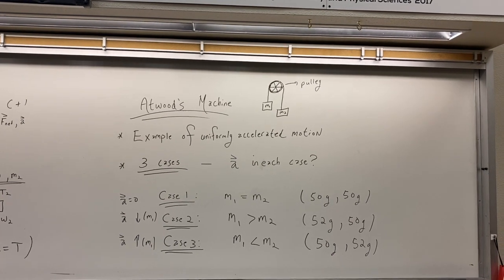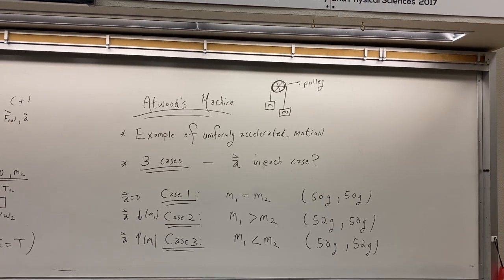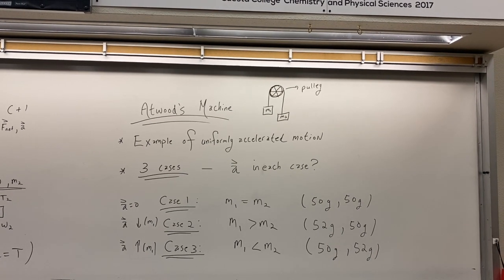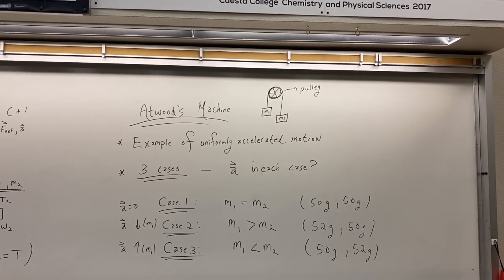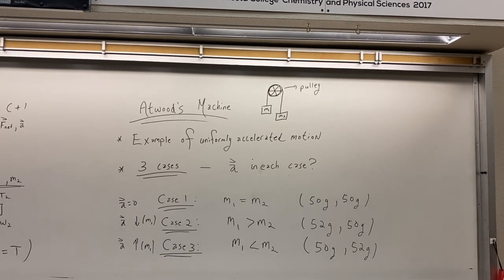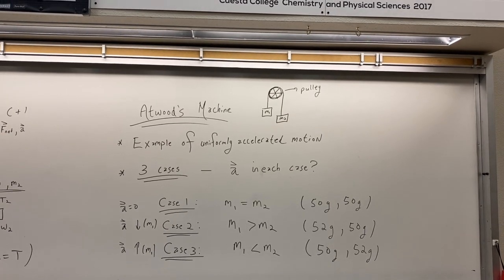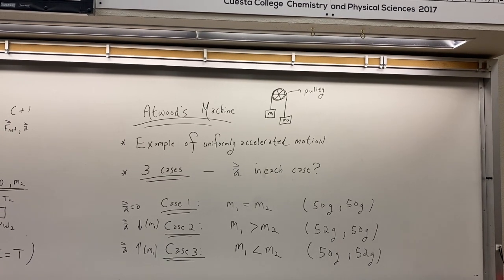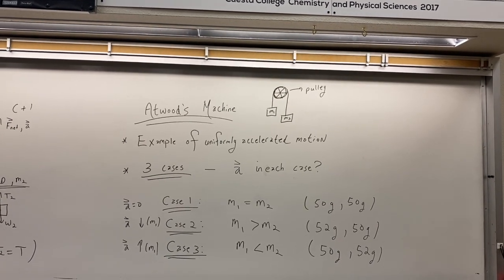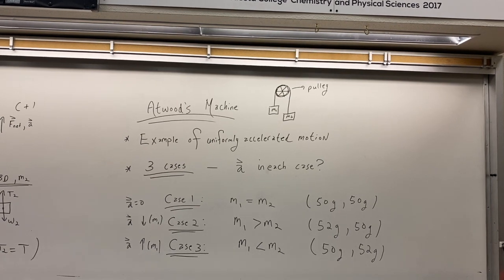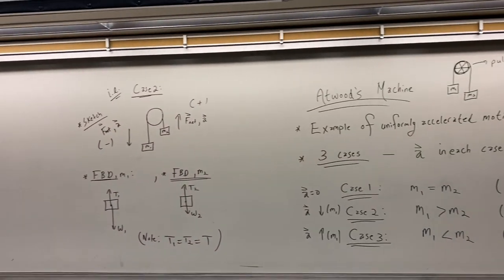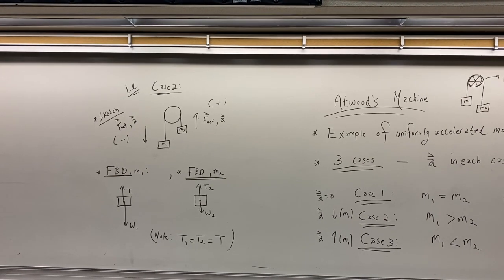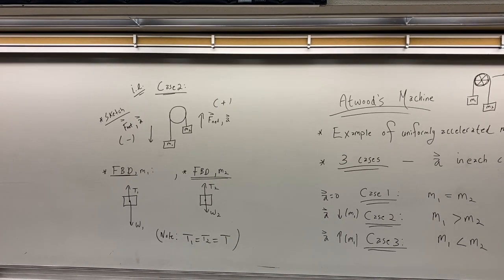And then in case 2, if we have mass 1 greater than mass 2, which was illustrated by the 52 gram mass, you'll have acceleration in the direction of mass 2 and opposite for the other mass. And then on the other hand, if you exchange those and you make mass 1 lower than mass 2, it'll accelerate in the opposite direction. So here is how you would look at the free body diagram for case 2, which we were just shown.